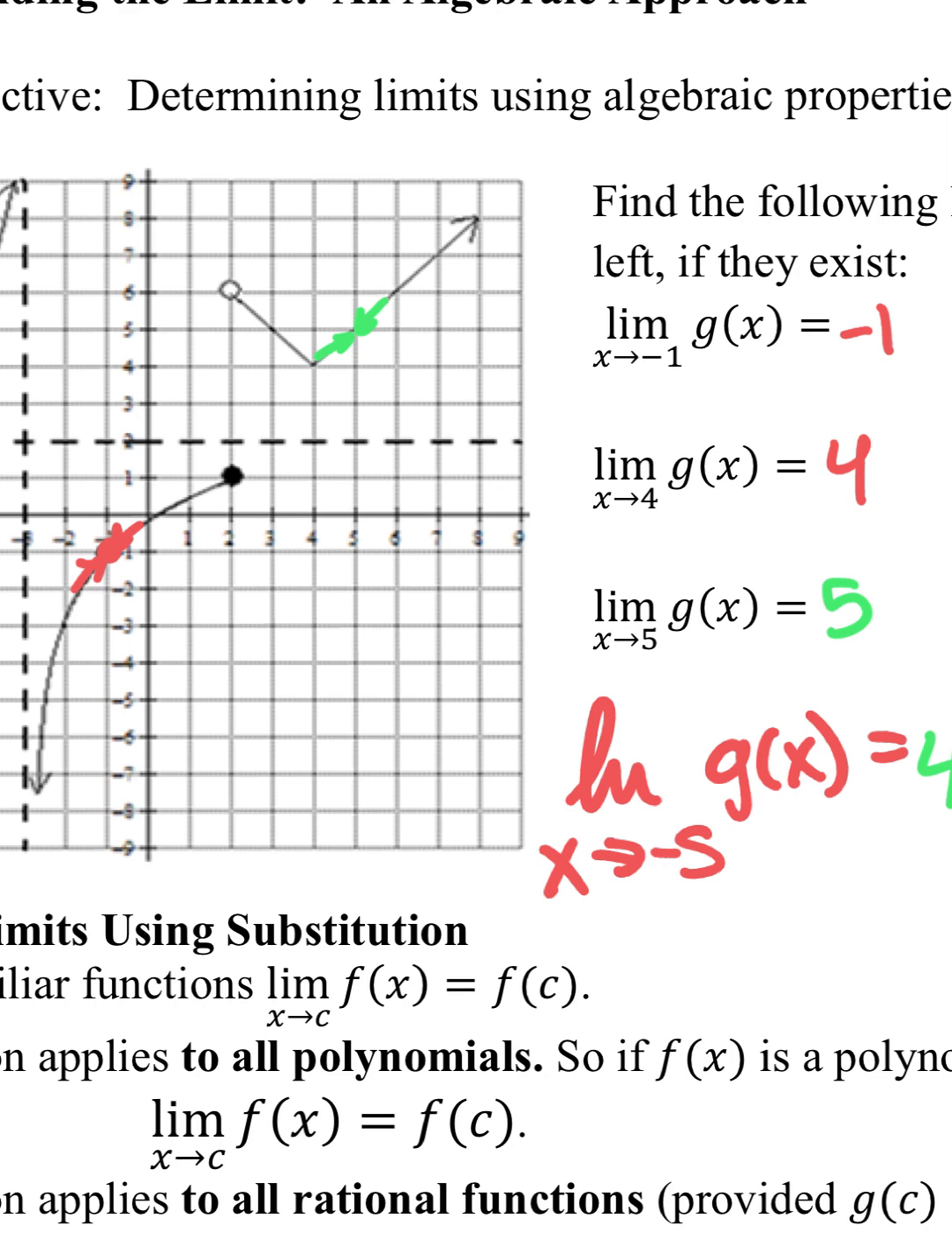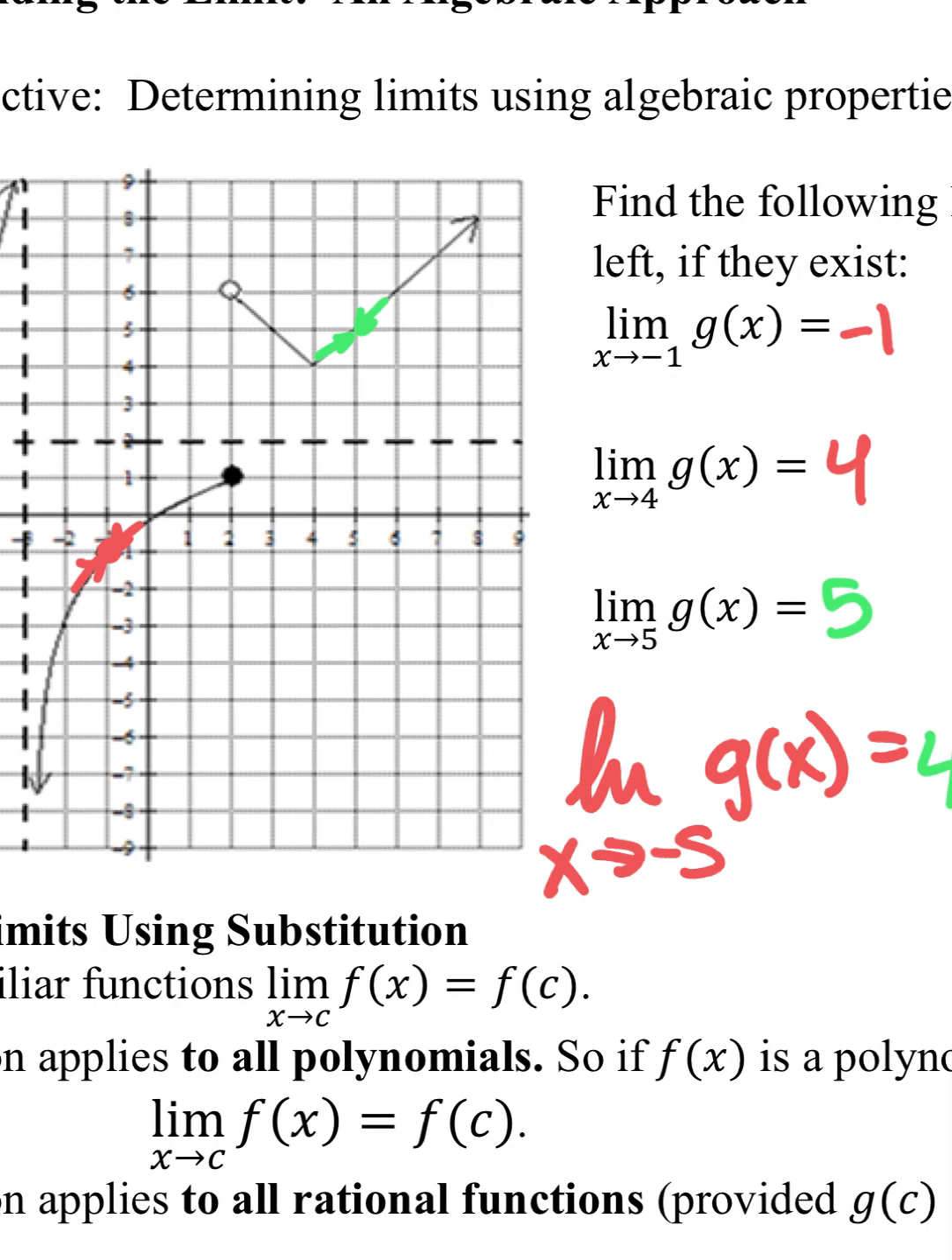Is there a value of x here where you would say the limit does not exist? What value of x would you say the limit does not exist? -3, right? They're going to infinity. Where else? 2. At 2, they're going opposite directions, right? This one's approaching 1, and this side is approaching 6.